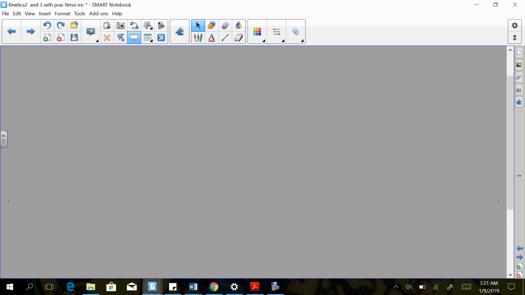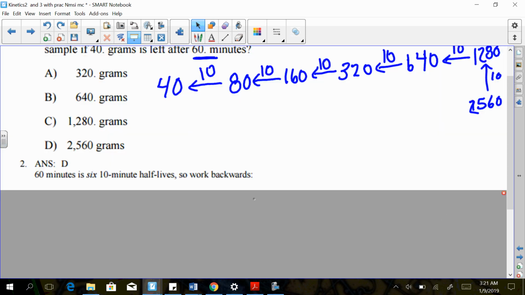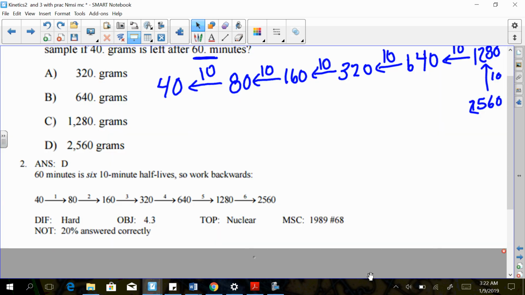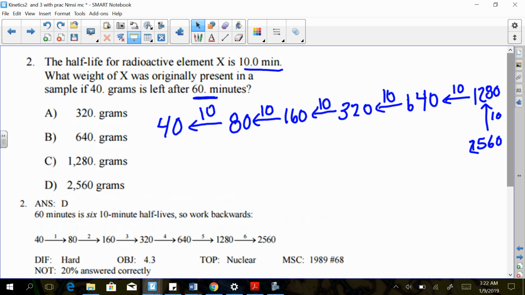In fact, last year's kids had one extremely similar to one of these last 2 questions. So in 1989, only 20% of kids got this right.